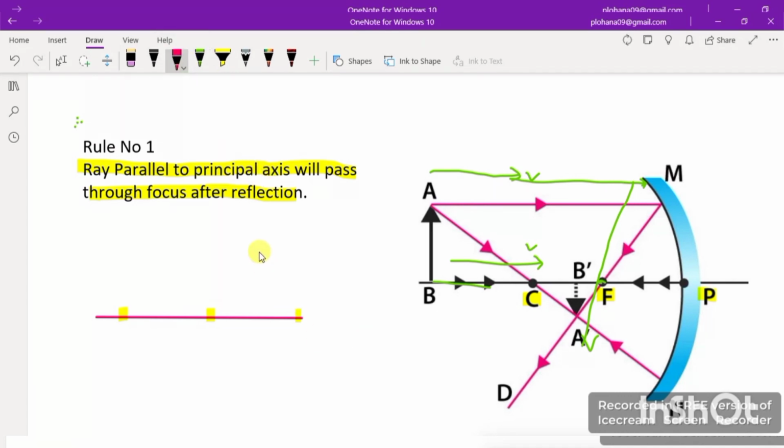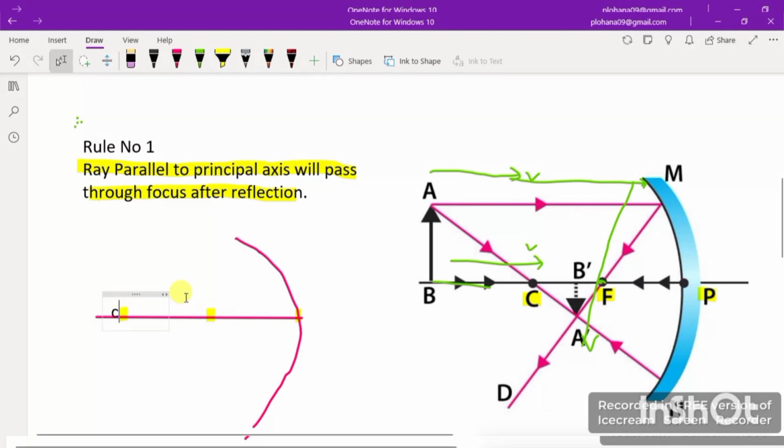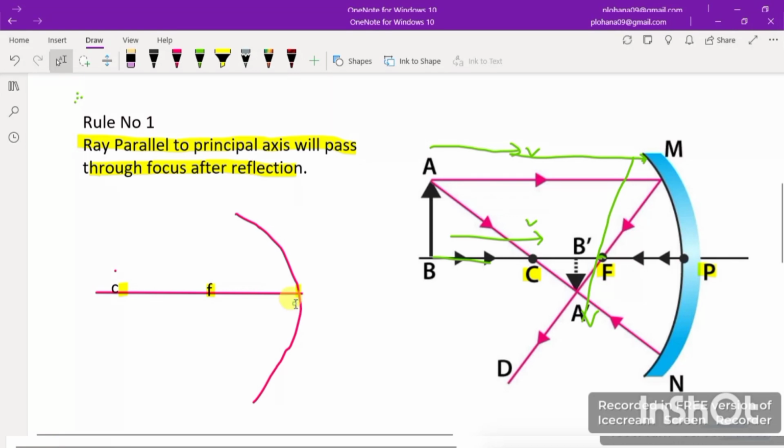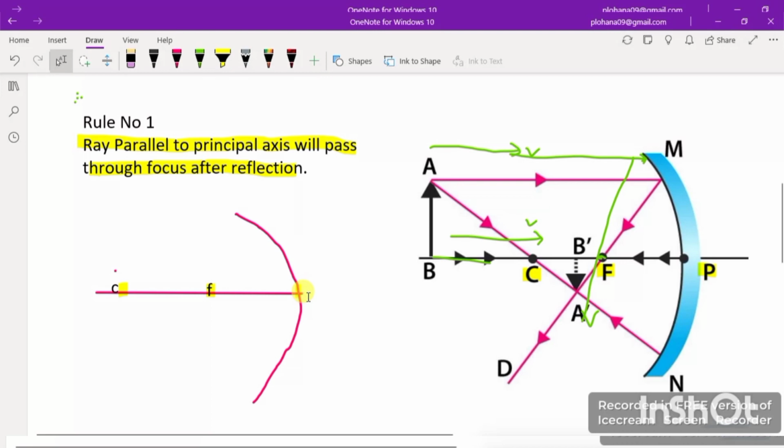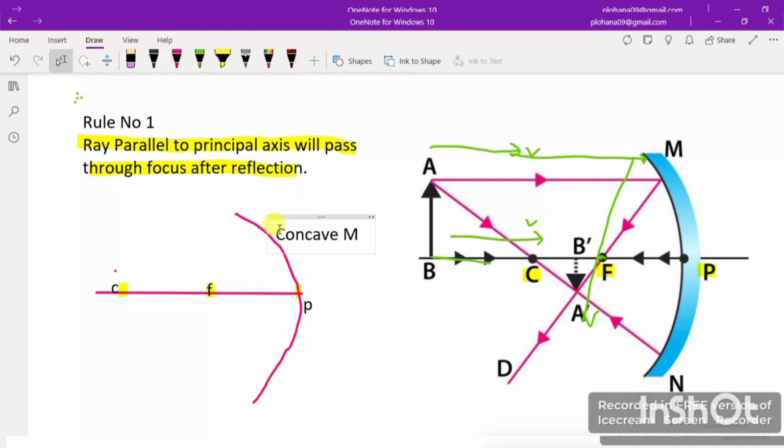Okay, now I'm making the concave mirror. This is the concave mirror, right? Now I'm just going to mention here what this is. This is C, the center of curvature. This is F, which is the focal point, and this is P, which is the principal axis, right? This is what we have, the concave mirror.